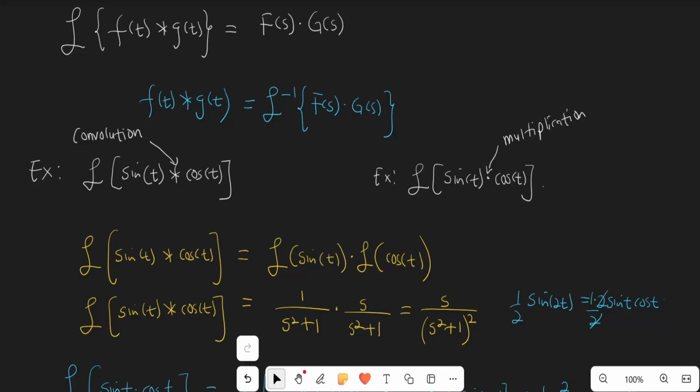In my next video, I am going to use this convolution theorem to find the Laplace inverse of a particular function that will be impossible to break down using partial fractions.